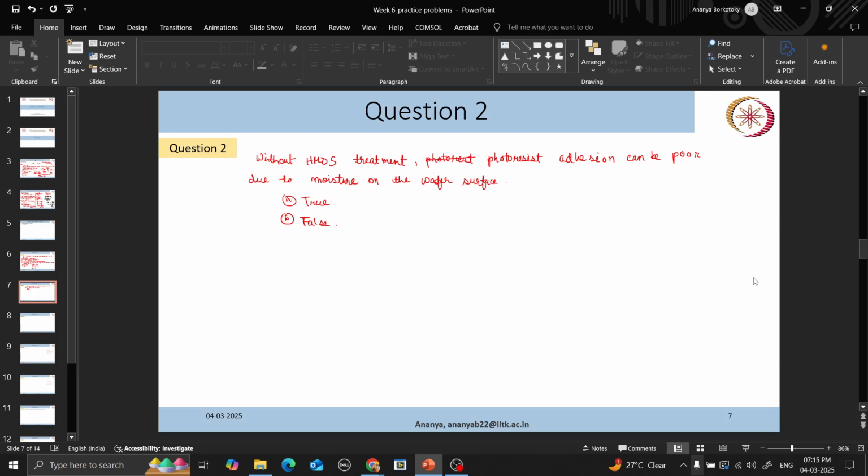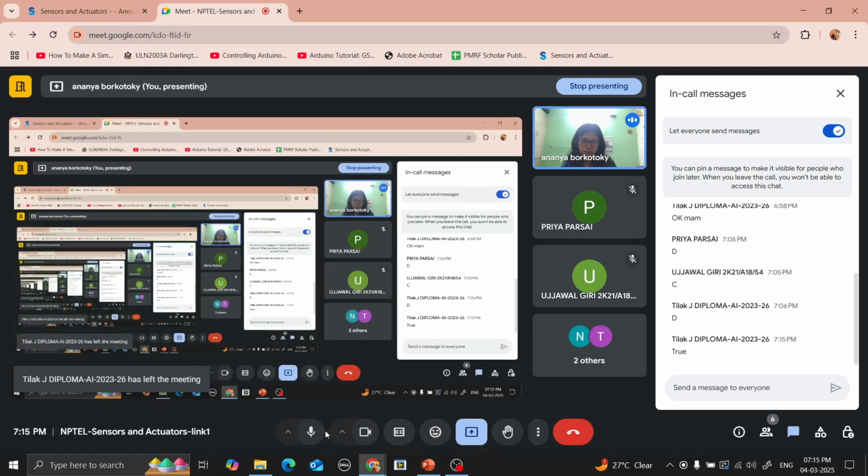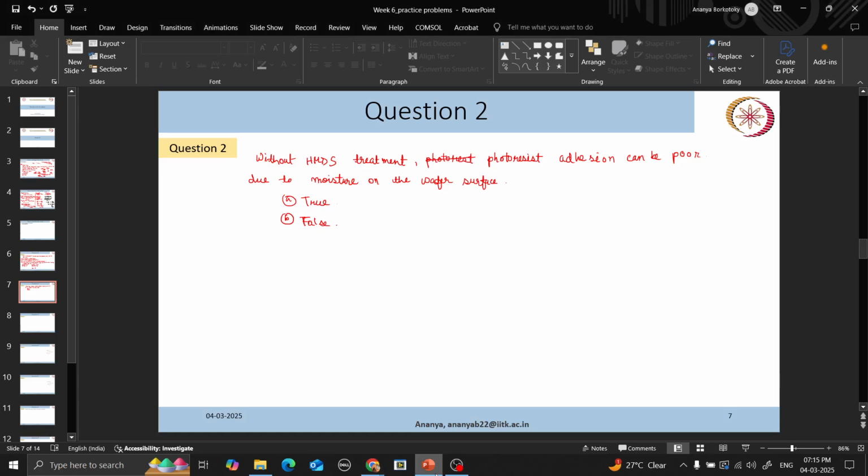So this question, we are discussing considering a silicon wafer in mind. So we are using a silicon wafer for this photolithography process, and we are discussing this considering that in mind. This is true. Yes. So why is it true?